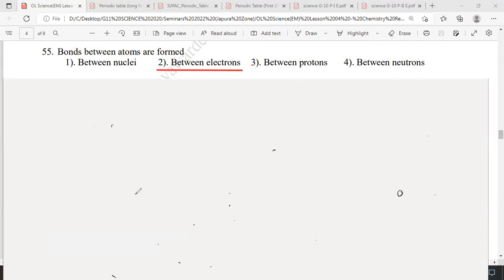Please write, everyone. Valence electrons are involved in the bond formation. Which electrons? Electrons in the outermost shell. So electrons in the outermost shell are called what electrons? Valence electrons. Valence electrons are involved in the formation of bonds.